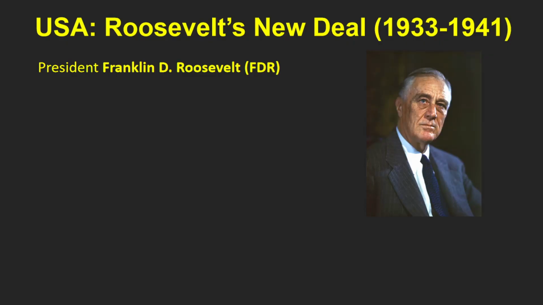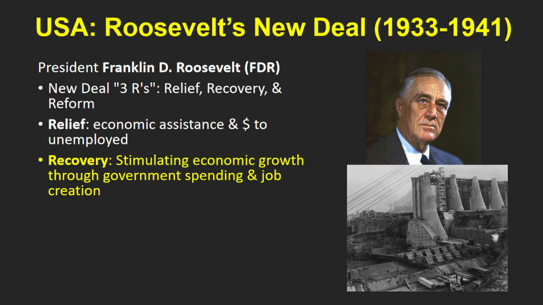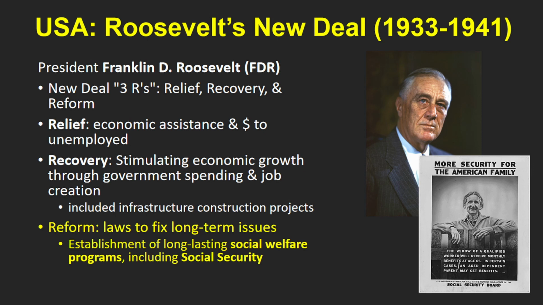In the US, Franklin Roosevelt initiated the New Deal program, which focused on the 3 R's: relief, recovery, and reform. Relief meant providing economic and material assistance to the unemployed with cash payments. Recovery was about stimulating economic growth through government spending and job creation, including on building infrastructure. Reform was about creating laws that addressed the inherent problems in the financial system that had caused the problems in the first place, as well as creating long-lasting social welfare programs like Social Security.